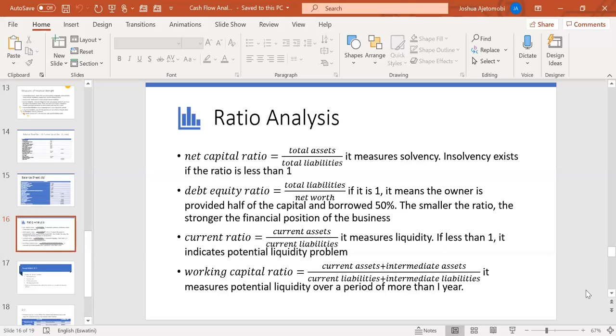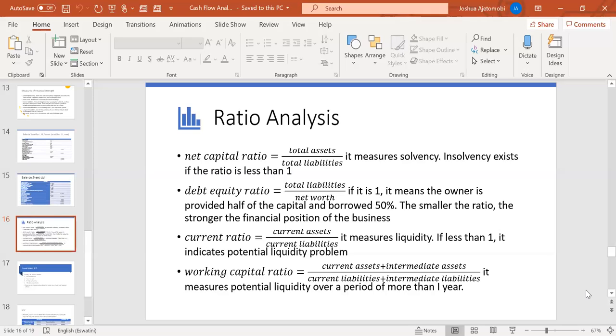Net current ratio, it measures liquidity. I said that one earlier. If it's less than one, it indicates potential liquidity problem, because that is showing that your current asset is actually less than your current liability.